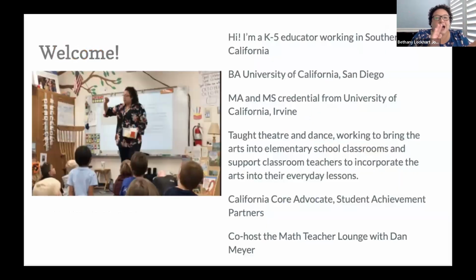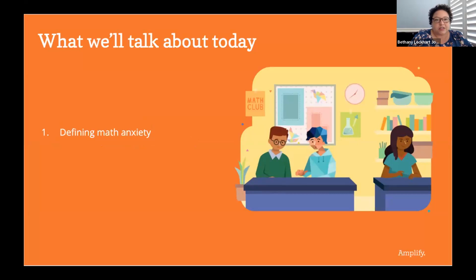Thanks for being here. I'm in Southern California. I had my BA from UC San Diego, and my master's and multiple subject credential from University of California, Irvine. I was very involved in the arts, and so I love bringing that into the classroom. Currently, I'm co-hosting the Math Teacher Lounge podcast with Dan Meyer. If you haven't listened, I encourage you to do so. It's great. We have a lot of fun and some fantastic guests.